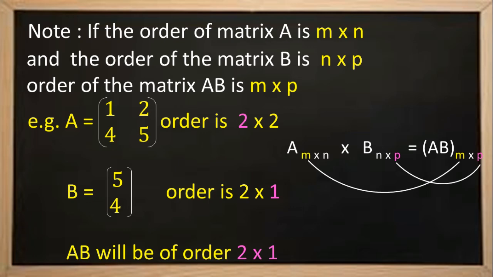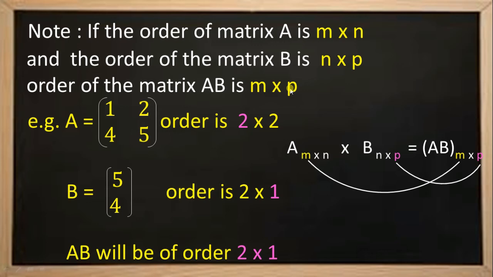So, if we consider the order of the first matrix as m into n, and the second matrix is of the order n into p, you can note down here: the number of columns here is n, the number of rows here is n. Then only we can do the multiplication A into B. It results as m into p. So, the order of the product, that is the resulting matrix, will always be equal to the number of rows of the first matrix and the number of columns in the second matrix.